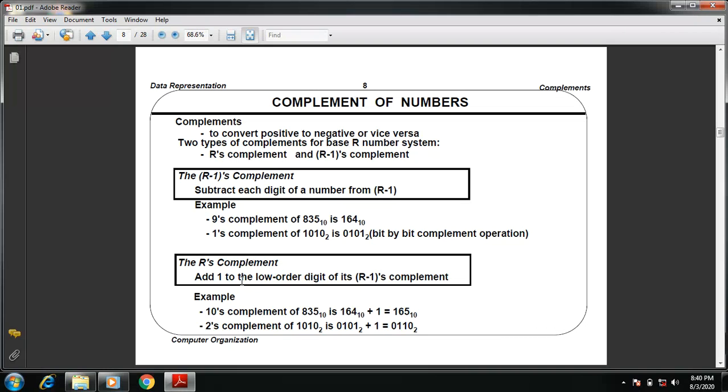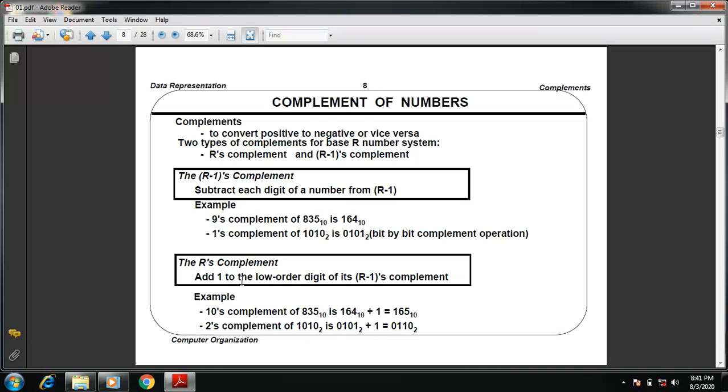Similarly for the 1's complement of 1010, here you subtract each digit from 1. So 1 minus 0 is 1 first, then 1 minus 1 is 0, next 1 minus 0 is 1, the next 1 minus 1 is 0. So we get the result 0101, which is the one's complement.